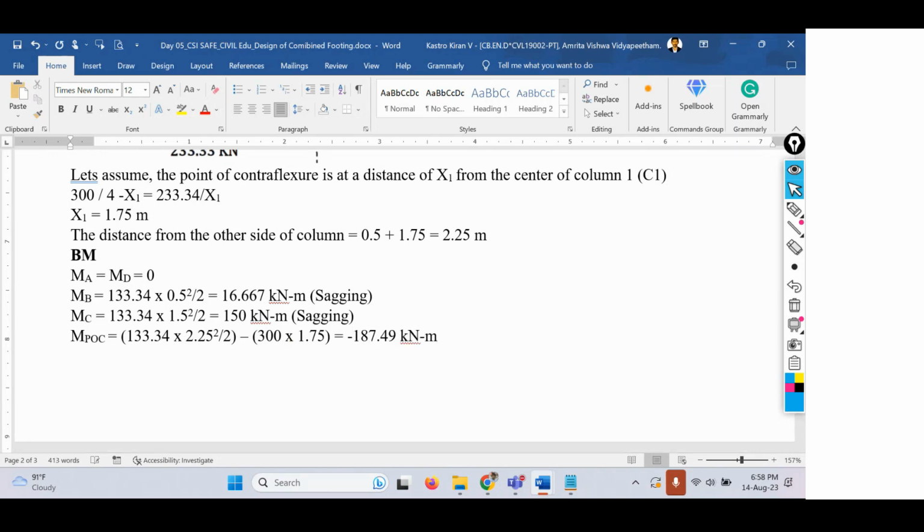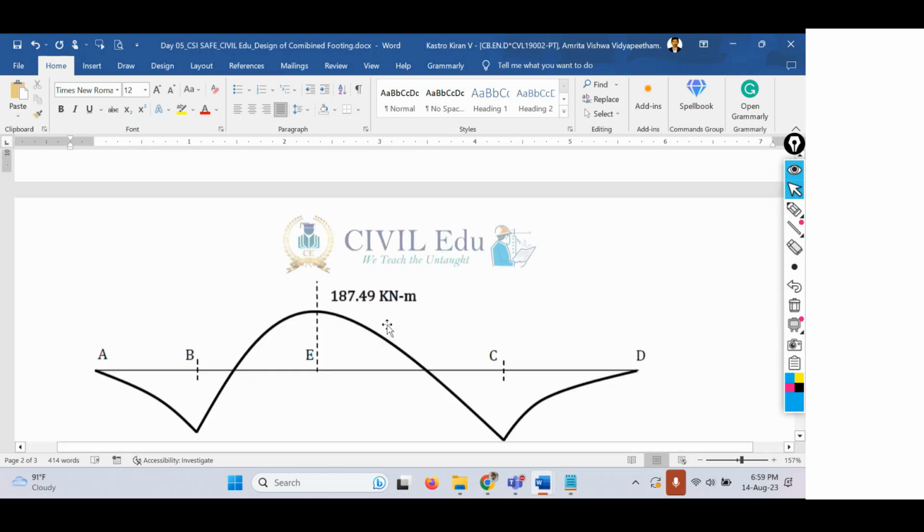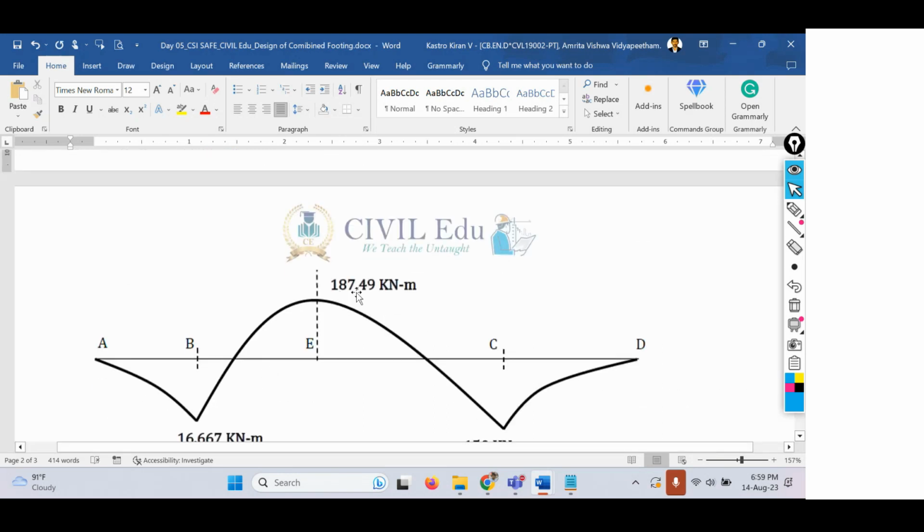187.49 kilonewton meter. Since it's negative, it's a hogging moment, that is, it should go on the upper side. So that's 187.49, and that's how we have to draw the shear force and bending moment diagram. So this is all about the shear force and bending moment diagram.